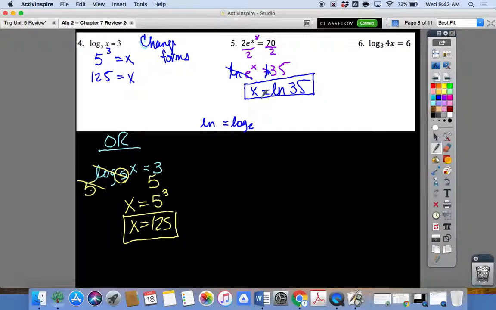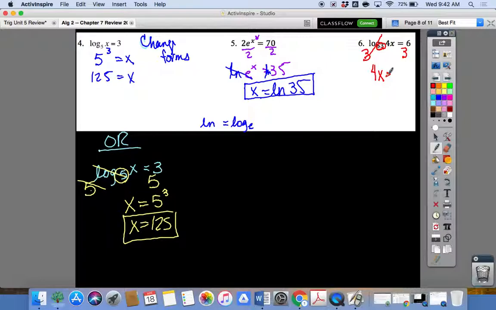Just say this one's better. So not by much, but it's better because it's all inclusive. Okay, now number 6 is going to work just like number 4. It's your option. You can change forms, or you can use the base approach. So I'm going to do the base thing because that seems to be pretty common. So since I have a base of 3, I'm going to put a 3 down here. So these two cancel, and I get 4x equals 3 to the 6.